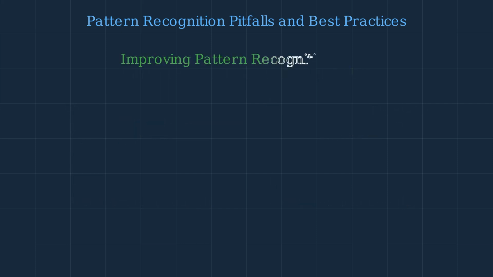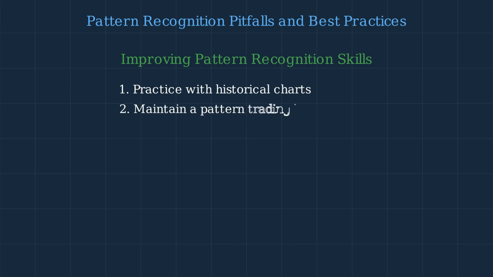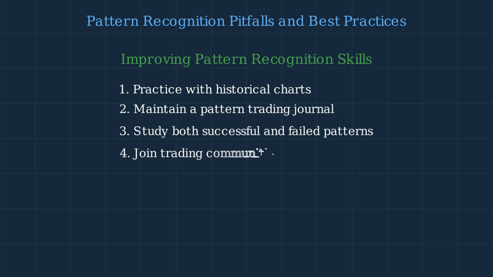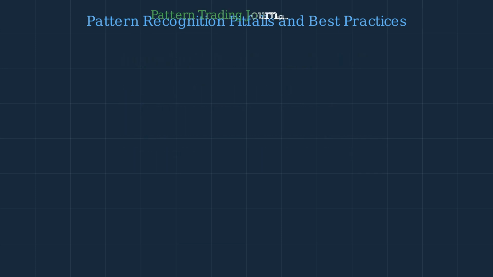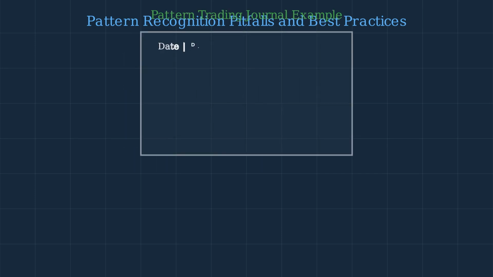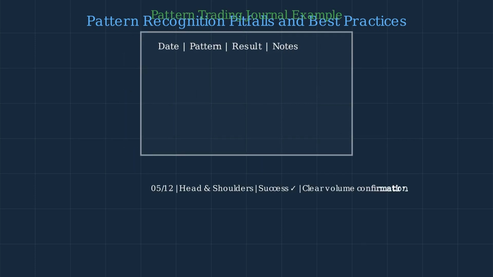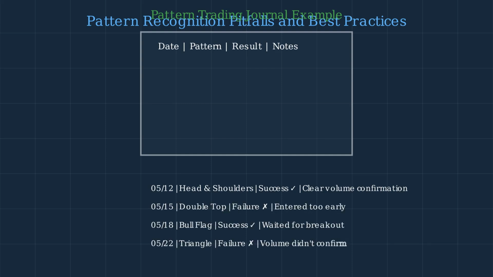There are several effective ways to improve your pattern recognition skills. Regular practice and documentation are key. A pattern trading journal helps you track your observations and results. Record both successful and failed patterns to learn from your experiences.